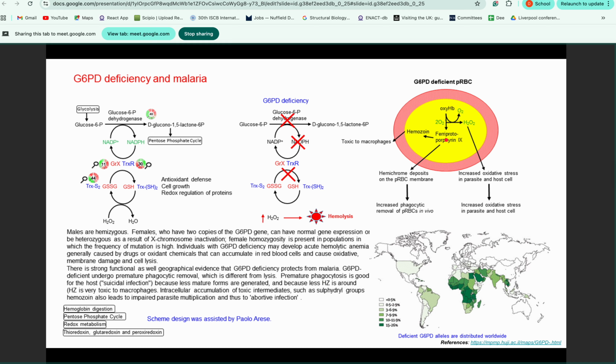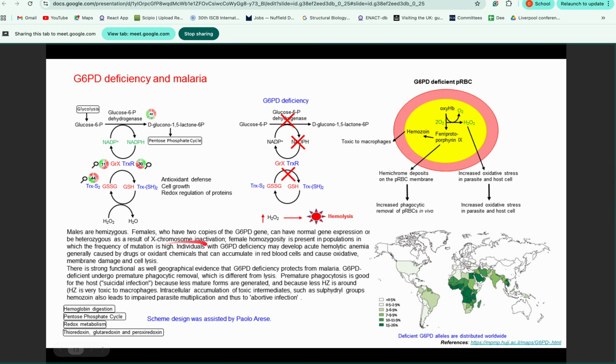Then this particular chemical is released, ferriprotoporphyrin 9, which converts to hemozoin and which is toxic to macrophages. And then hemichrome deposits on the PRBC membranes, which increases the phagocytic removal of PRBCs in vivo, and this also increases the oxidative stress in parasites as well as host cells, which will also kill the host cells. So although it will kill the cells affected with the parasite, it will also kill the normal cells. That is the disadvantage of giving that drug to patients who have G6PD deficiency, which is glucose 6 phosphate dehydrogenase deficiency.